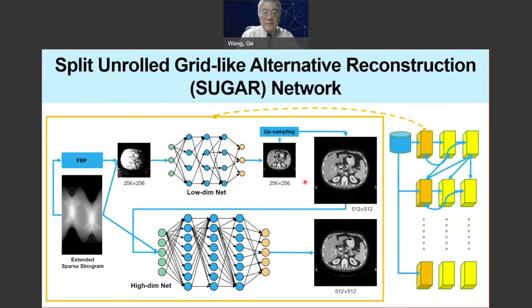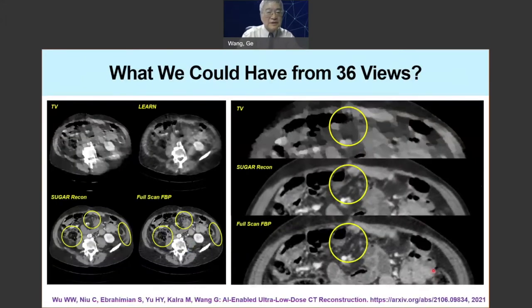Here is a deep reconstruction network we recently designed, and we call it SUGAR, for split unrolled grid-like alternative reconstruction. You see just the multi-resolution processing and iterative correction for residual data. We got very good results in the initial study, just from 36 views. In comparison with compressed sensing, you see typical blocky artifacts, and in this SUGAR reconstruction, you see the anatomical features look very close to ground truth.